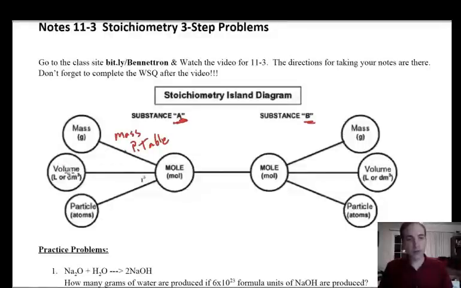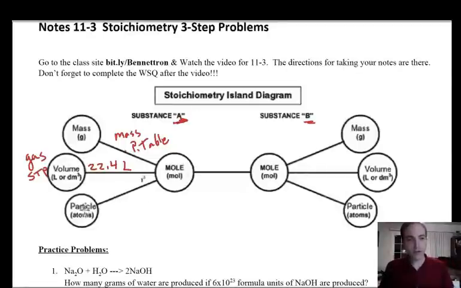Let's say that we had the volume of substance A. Well, we could convert that into moles of substance A, assuming that it's a gas, right? So don't forget, for volume to work, it has to be a gas. It has to be at STP. And if that's the case, then it's 22.4 liters for every mole.